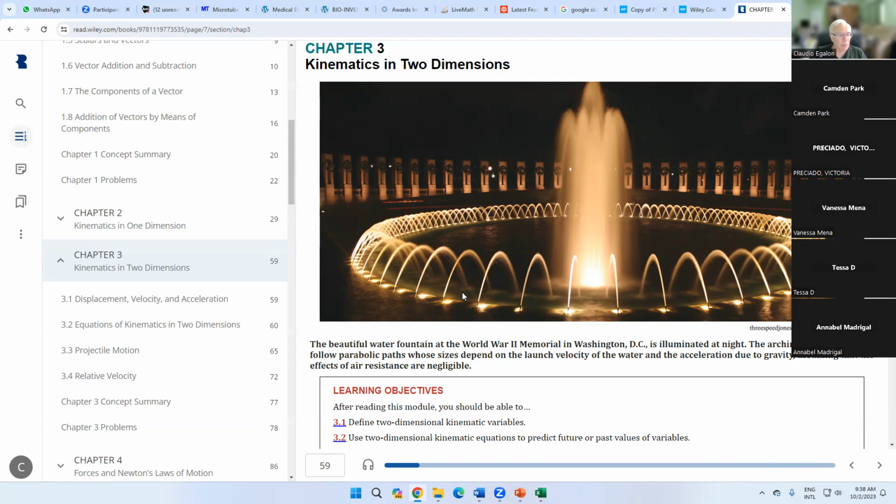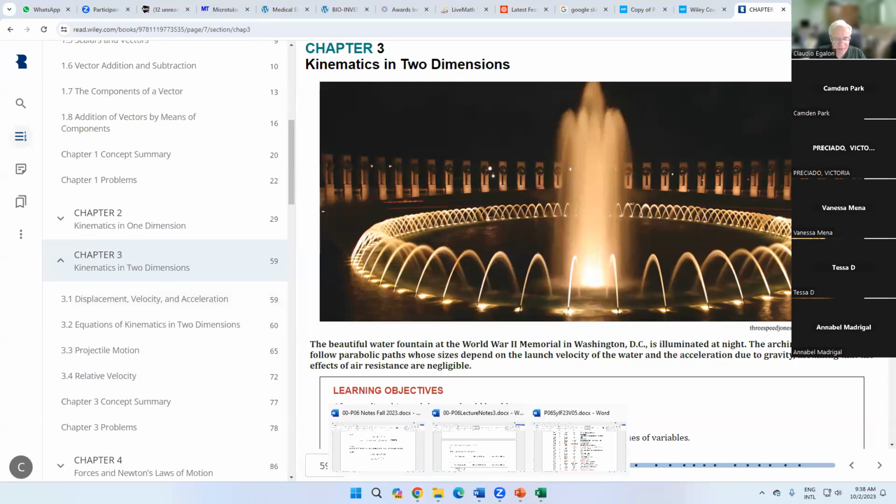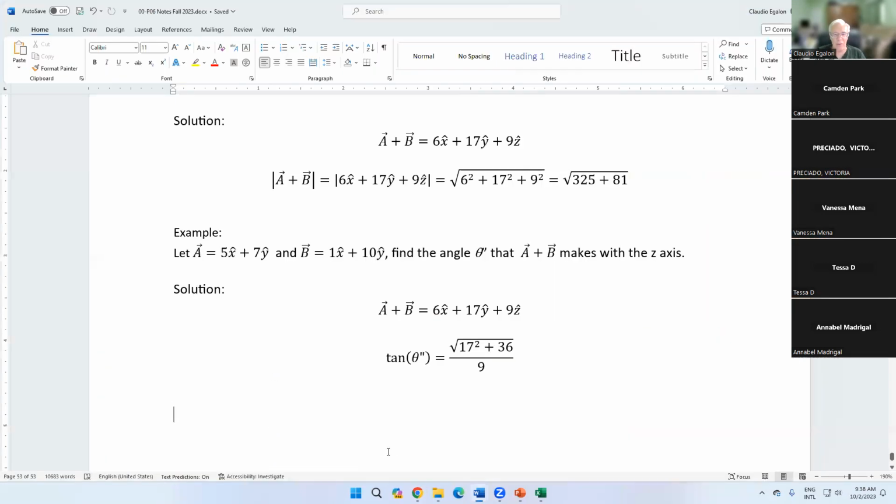So, what do we do? We started with the displacement, velocity, and acceleration vectors. And then, remember, not everything in physics is a scalar. Some things in physics are scalars. Some other things in physics are vectors.